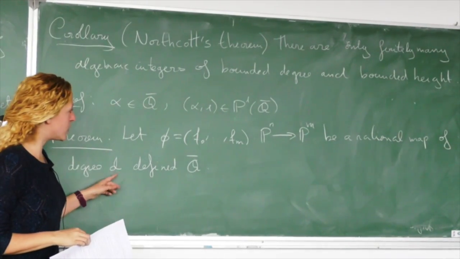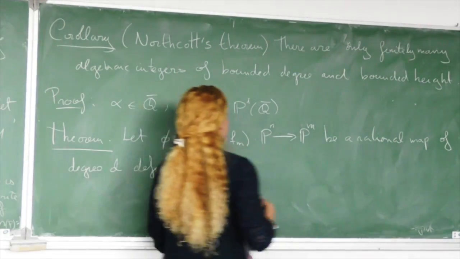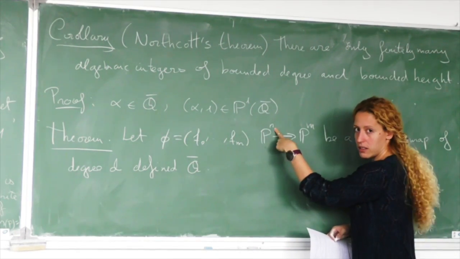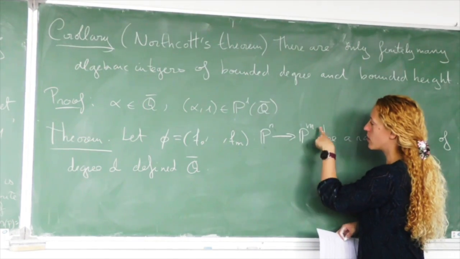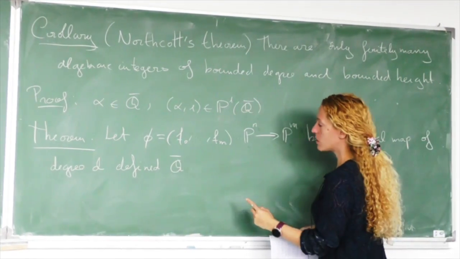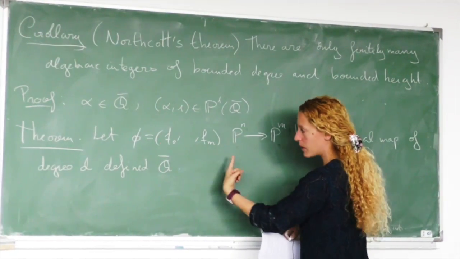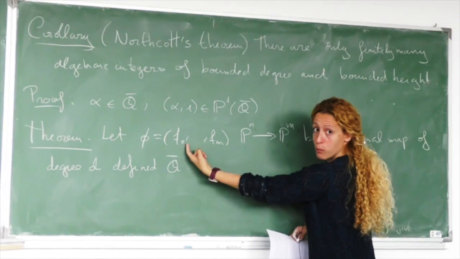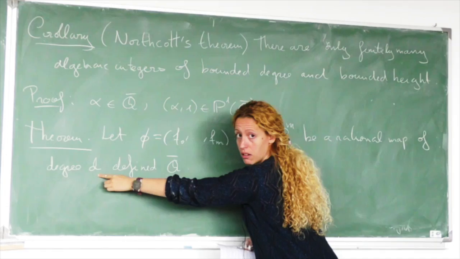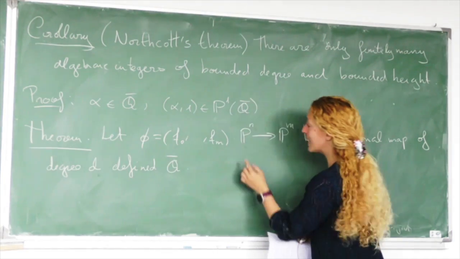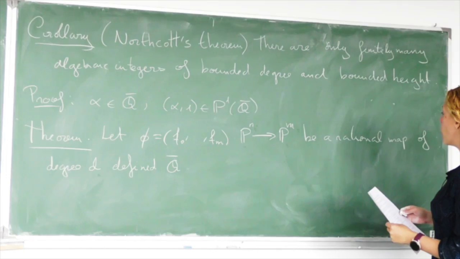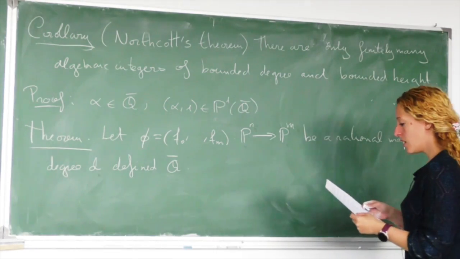What is the meaning of degree d? Let's look at it closer. Basically I have a projective space of dimension n, and a projective space of dimension m, and the degree is d. This means that it is given by m plus 1 polynomials, each of them of degree d, and they are homogeneous in n plus 1 variables. Okay, so this is the setting.